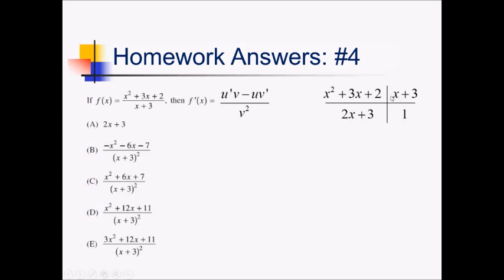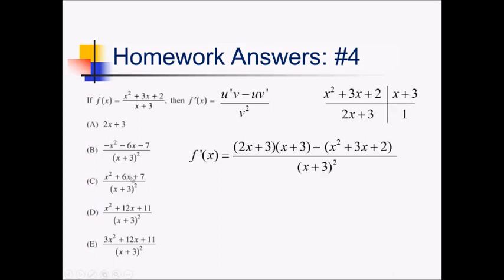All right, using my ribbon to put it all together, I've got 2x plus 3 and x plus 3. Make sure you have parentheses around both of those. Minus x squared plus 3x plus 2, all of that times 1. So you don't really have to bother writing the 1 there. You do need the parentheses around all of this, though, because we're subtracting. And then we have the v squared down here. That's x plus 3 quantity squared. And we see that in a lot of answer choices. So there's a good chance that's not going to cancel out, but you never know.